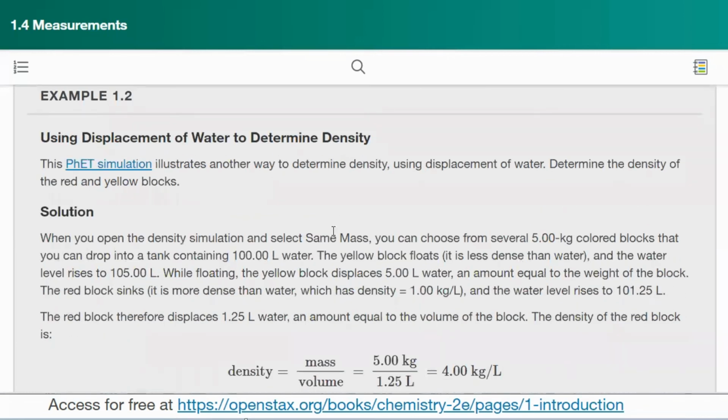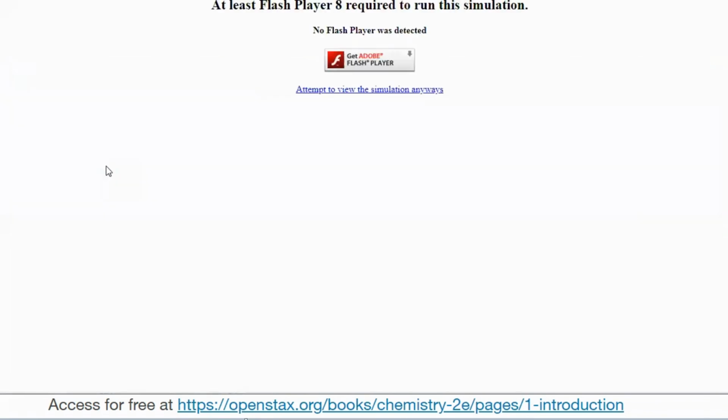Example 1.2, using displacement of water to determine density. This PhET simulation illustrates another way to determine density using displacement of water. Determine the density of the red and yellow blocks. I've never done this. Let's see what this simulation is like. Don't know if it's going to blow up.